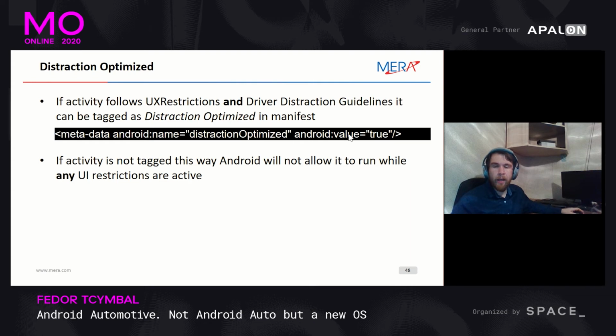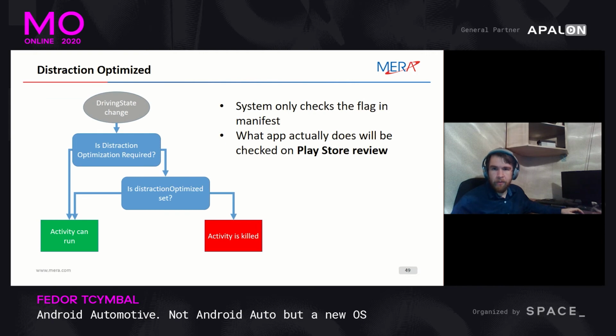So basically, you have a driving state change. The system checks, do we need any optimization right now? Yeah, we need some optimization. Okay, is this activity optimized? Okay, then it can run. No, it's not optimized, so we kill it. All the activities which are not optimized will be killed by the system, and it's not a good design to allow the system to kill your activity. So all activities in your app need to be distraction optimized. You need to handle the case when some UX restrictions become active, in every activity of your app.